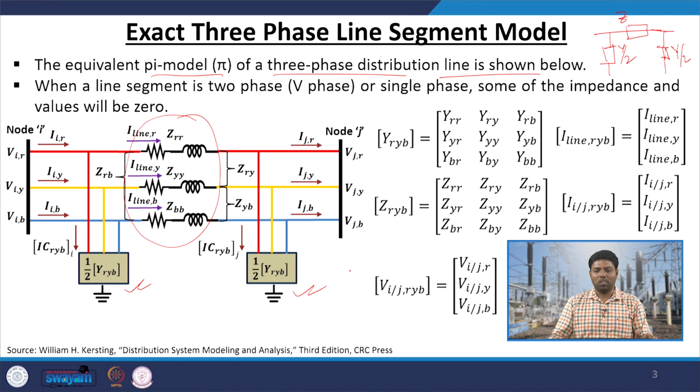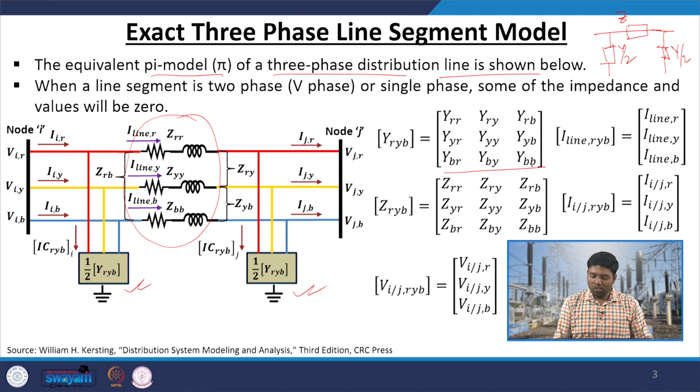It may be the primary distribution network, but never ever will your secondary distribution network be balanced, because you have single phase laterals, single phase loads, two phase loads, and two phase laterals. So, mostly your distribution systems are unbalanced in nature.